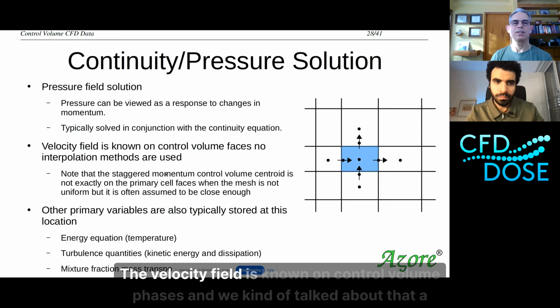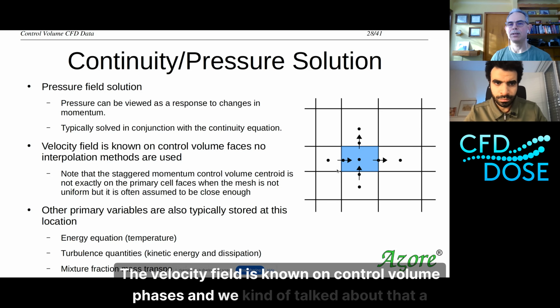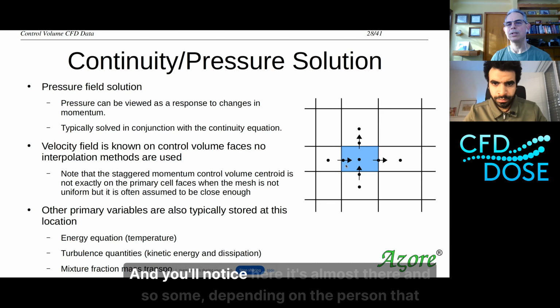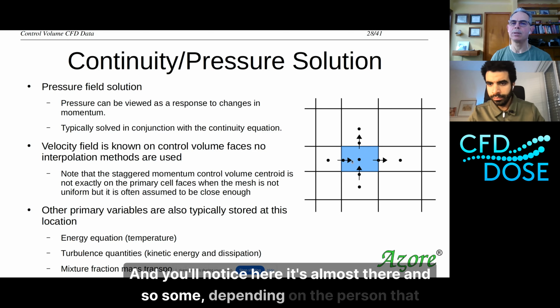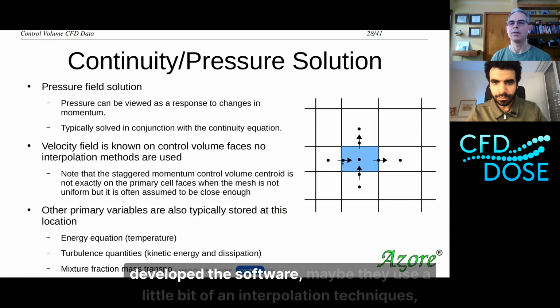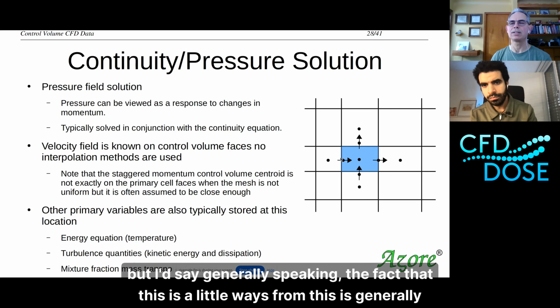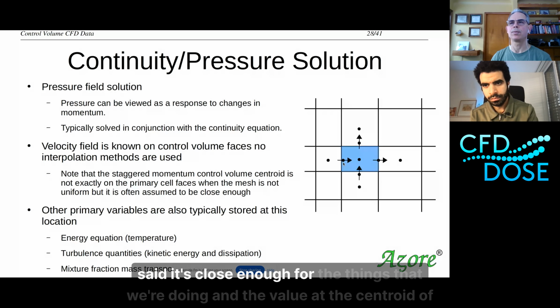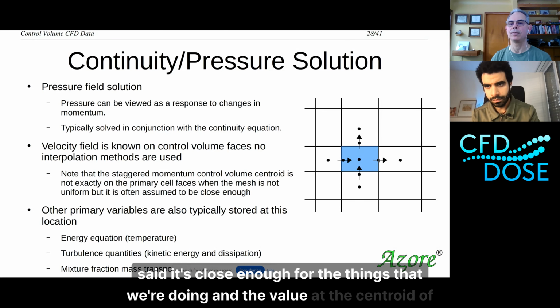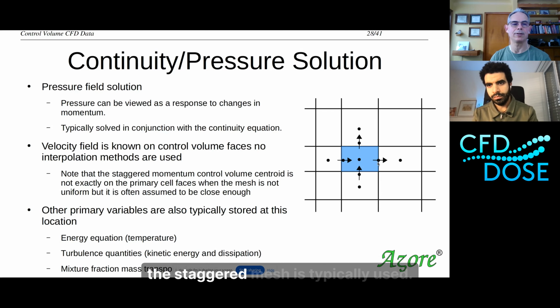The velocity field is known on control volume faces, and we kind of talked about that a little bit. And you'll notice here, it's almost there. Depending on the person that developed the software, maybe they use a little bit of interpolation techniques, but generally speaking, the fact that this is a little ways from this is generally said to be close enough for the things that we're doing, and the value at the centroid of the staggered mesh is typically used.